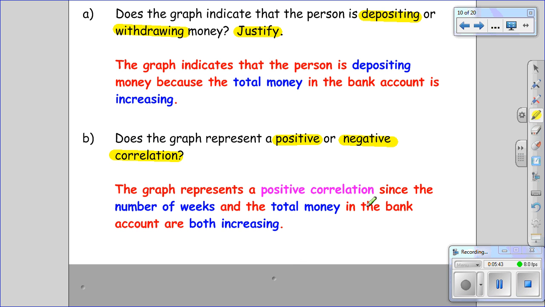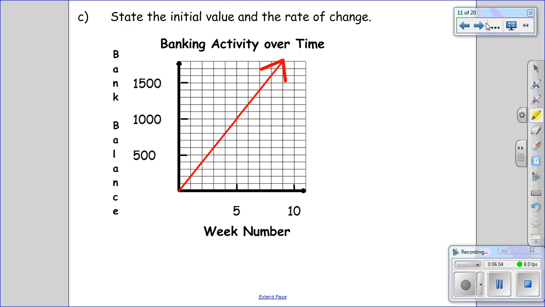We have some written answers there. It's faster if I type it up ahead of time. Sorry, guys. So the graph indicates the person's depositing money because the total money in the bank account is increasing. Does the graph represent a positive or negative correlation? Positive, since the number of weeks and the total money in the bank are both increasing. So positive correlation, remember, both variables have to increase.